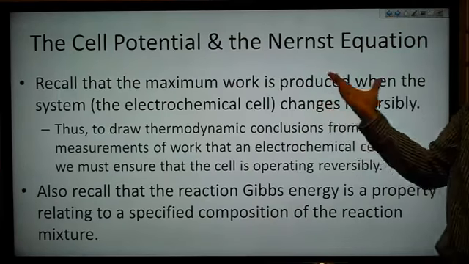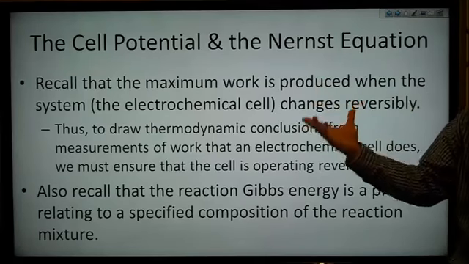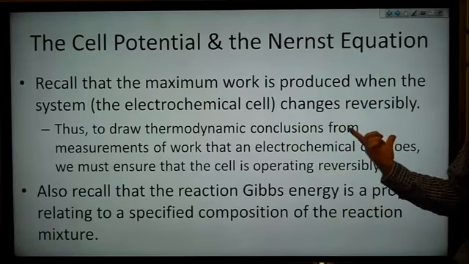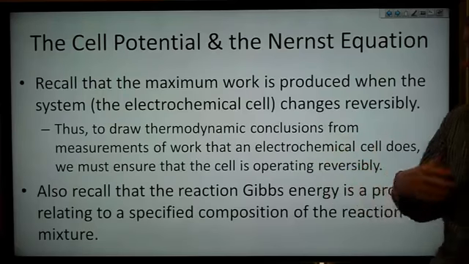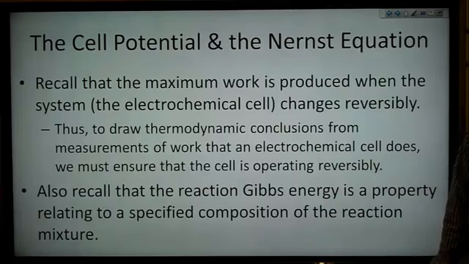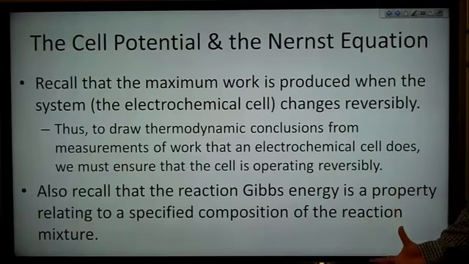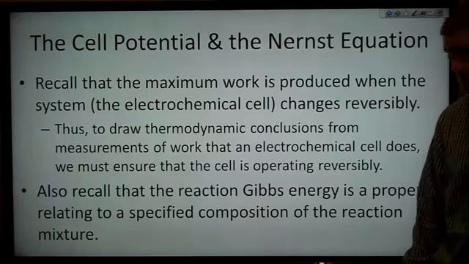So, remember that the maximum work is produced when the system, or electrochemical cell in this case is our system, changes reversibly. So in order to draw thermodynamic conclusions from the measurements of work that an electrochemical cell does, we have to ensure that our cell is operating reversibly. So also remember that the reaction Gibbs energy is a property relating to a specified composition of our reaction mixture.